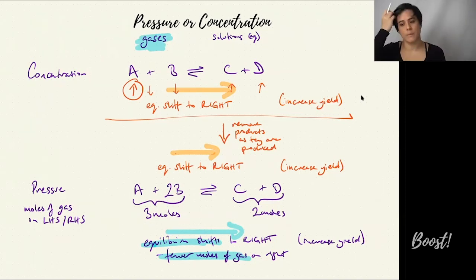Just another quick thing to point out here is that if you have the same number of moles of gas on either side, then pressure will not affect the position of equilibrium at all. However, it may affect the rate of reaction, which would still have an overall effect on how you're producing a product in industry, but it will not affect the overall yield or percentage yield of the reaction. So that's just important to know. If there's the same number of moles on either side, pressure will have no effect.